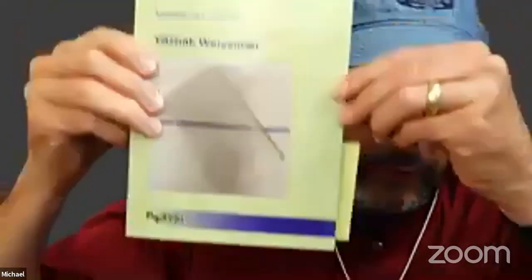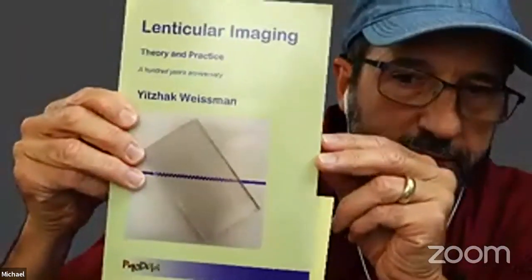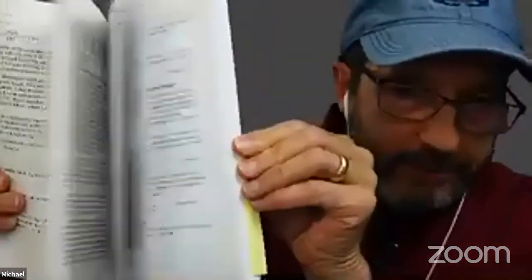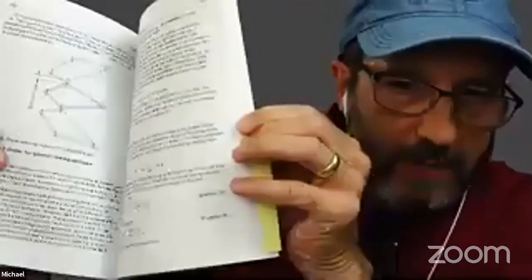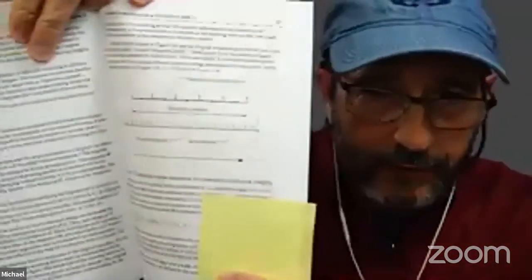This first one I'm going to hold up. This is Itzhak Weissman's book on lenticular imaging. Quite technical and theoretical. There's a lot of math and science in there, how the things work, but also there are some practical aspects. So this page here, hard to read, but it's talking about using a slider and shooting intervals for creating lenticular pictures. So that's one resource.